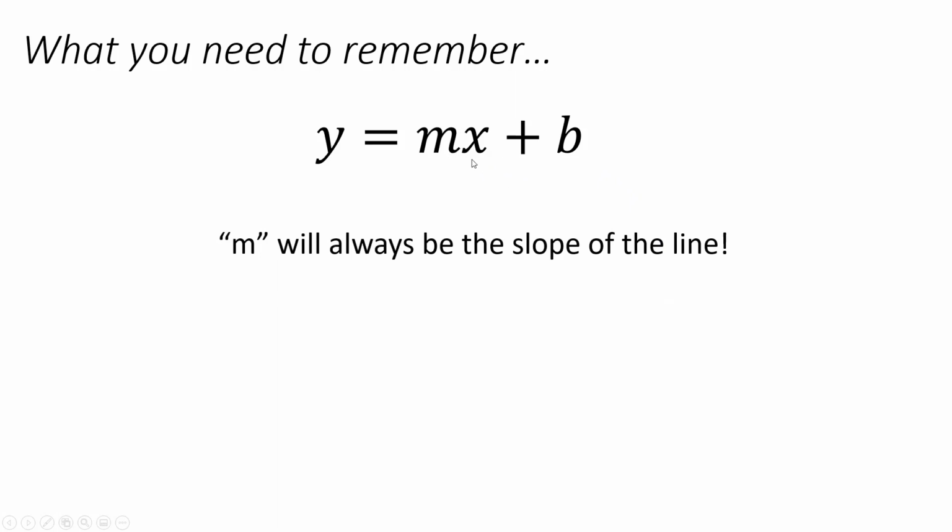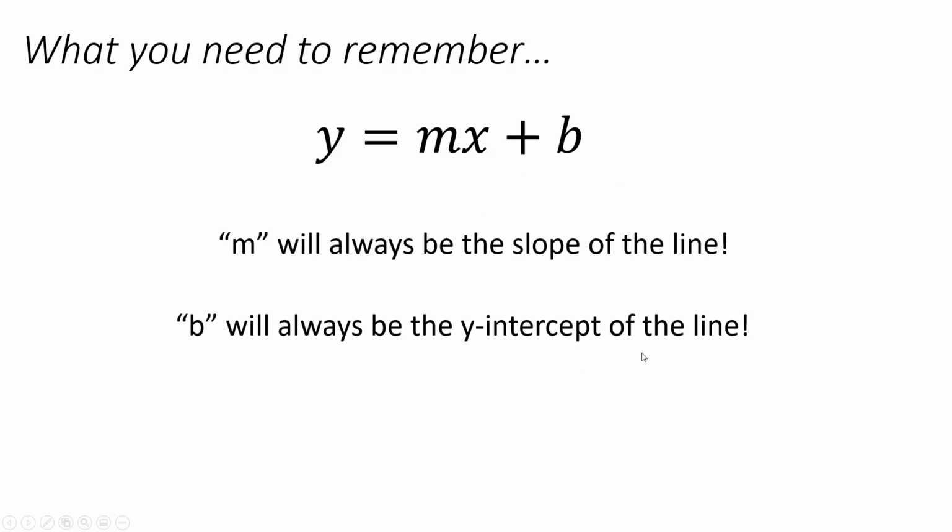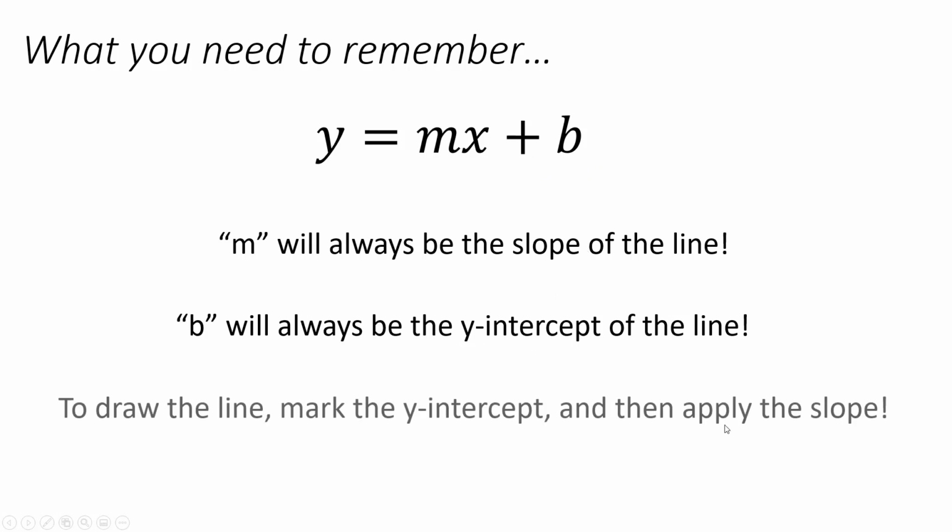m, the coefficient of x, will always be the slope. b will always be the y-intercept. The constant, whatever b is, is something you're adding or subtracting. That's always the y-intercept. To draw a line, you start with the y-intercept, then apply the slope, and you'll have your line. So just remember the slope is always, my buddy told me, married to x.